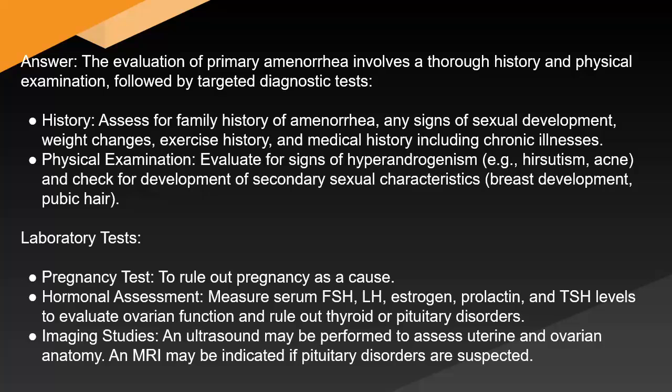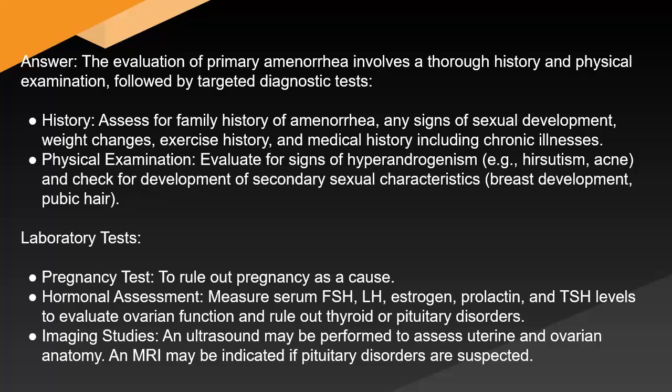History: assess for family history of amenorrhea, any signs of sexual development, weight changes, exercise history, and medical history, including chronic illnesses. Physical examination: evaluate for signs of hyperandrogenism, e.g. hirsutism, acne, and check for development of secondary sexual characteristics, breast development, pubic hair. Laboratory tests: pregnancy test to rule out pregnancy as the cause.